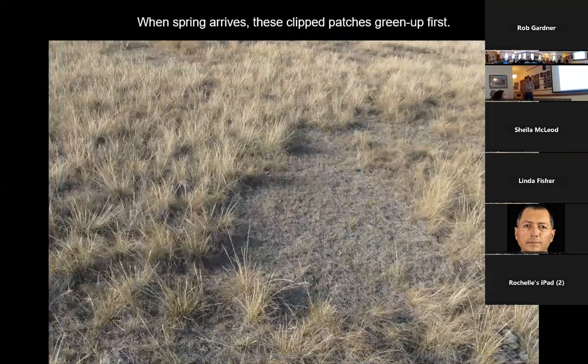And that's what it looks like in the spring. So when they're done creating that foraging patch, they're left with a patch of grass that's close to the ground within a taller stand of undisturbed grass. And that patch of grass gets the most sun, most moisture, and is the first to start growing in the spring. Next.